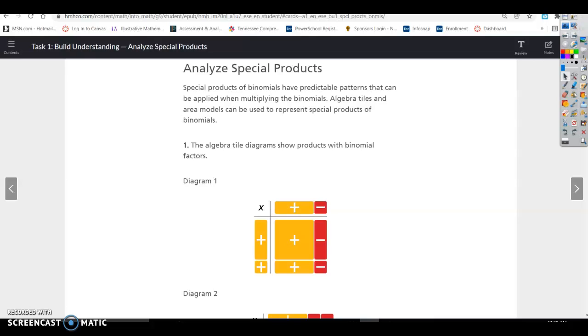Lesson 15.3, Task 1. Analyze special products. Special products of binomials have predictable patterns that can be applied when multiplying the binomials. Algebra tiles and area models can be used to represent special products of binomials. The algebra tile diagrams show products with binomial factors.